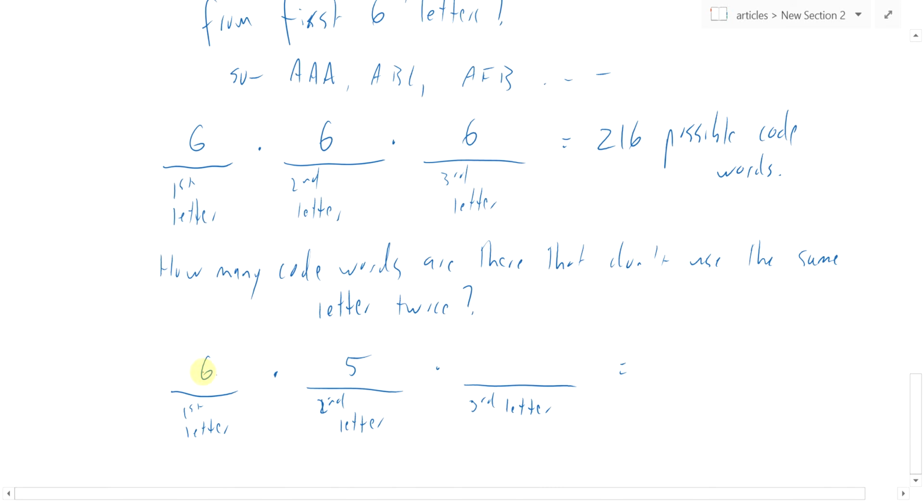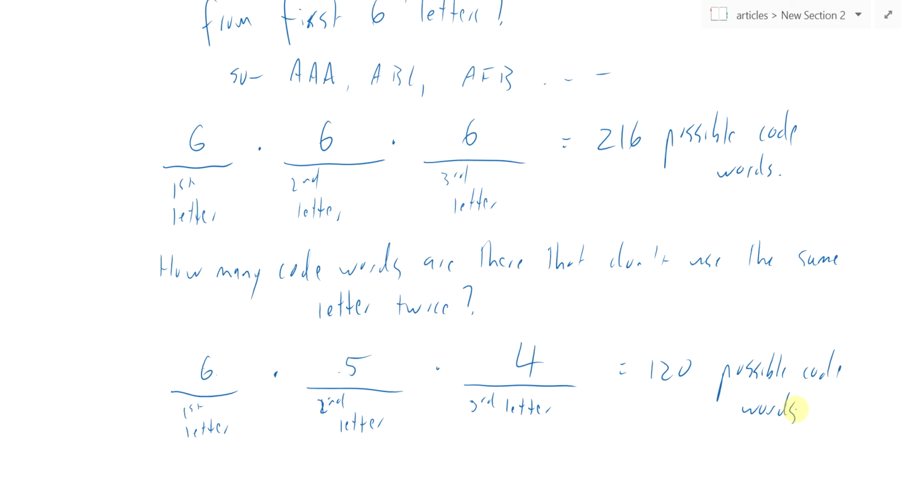And so for the third letter, well, we can't use whatever letter we use for the first one. We can't use whichever letter we use for the second one. So now we have only 4 options. 6 times 5 is 30, times another 4. It's 120 possible code words that don't use the same letter twice.